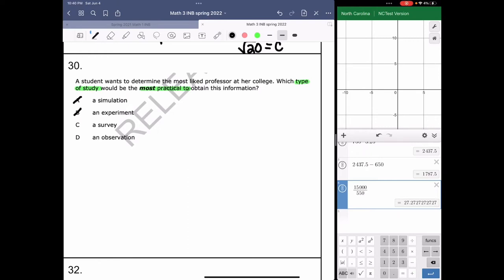So then we have a survey and we have an observation. Well, you could observe the students with the professor and see who likes the professor, but who's to say that if you pick a class, that one class likes the professor over another? So a survey is the most practical because you can survey a multitude of people, and on top of that, you can get a variety of people.